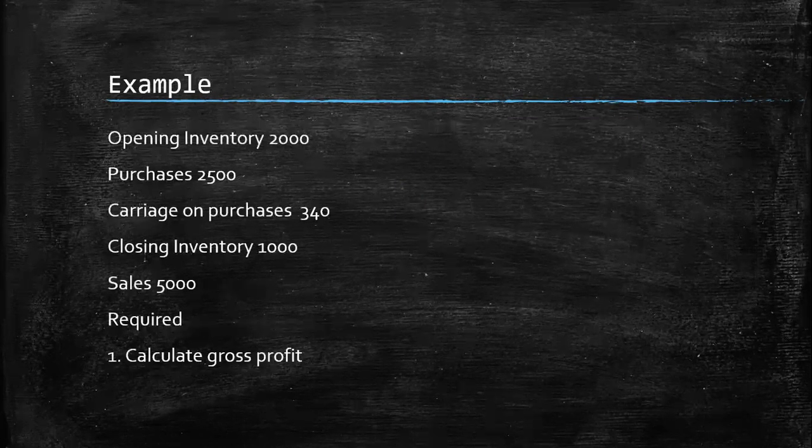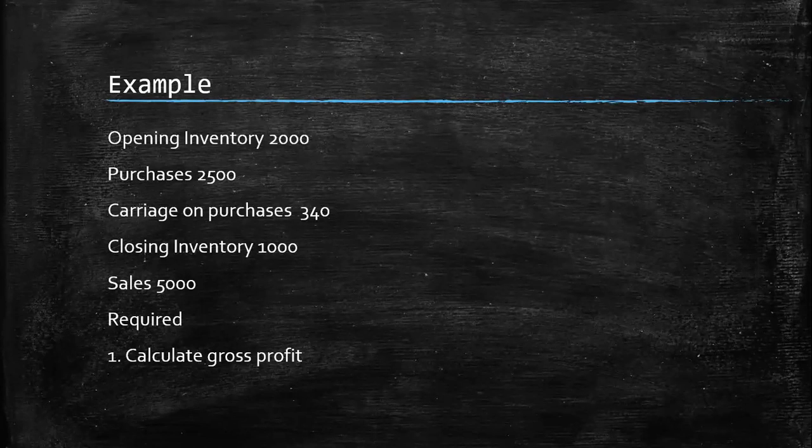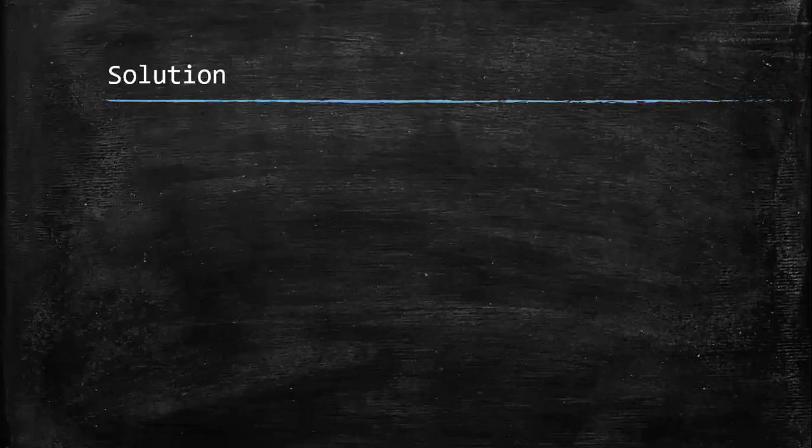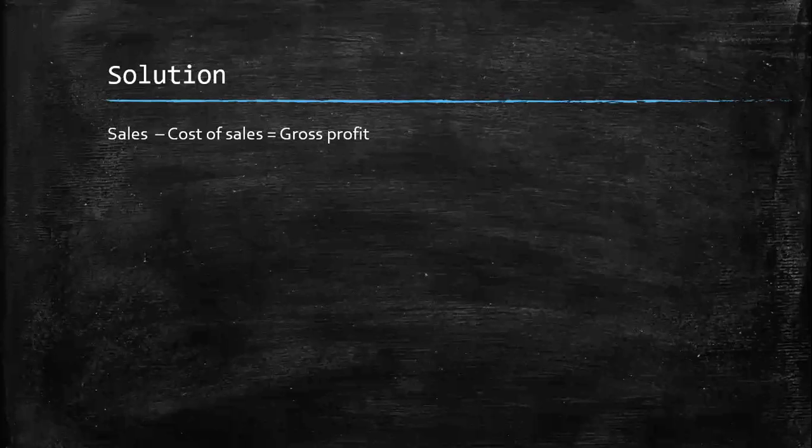Now, this is an example. We are given the opening inventory as 2,000, the purchases as 2,500, the carriage on purchases as 340, the closing inventory as 1,000. Now, the sales amount is 5,000. The required part says calculate the gross profit. Now, to calculate gross profit, you take your revenue or sales minus your cost of sales. You're going to get your gross profit.